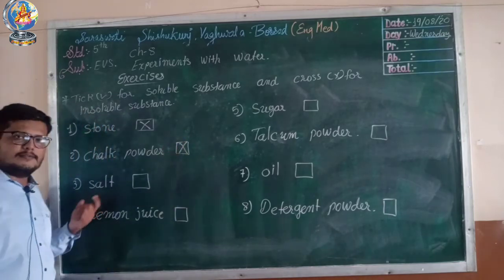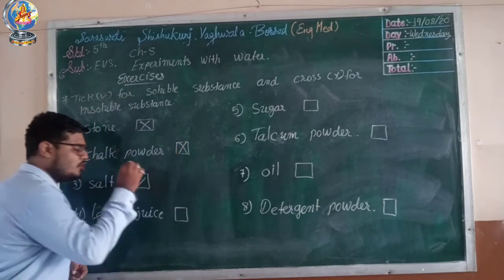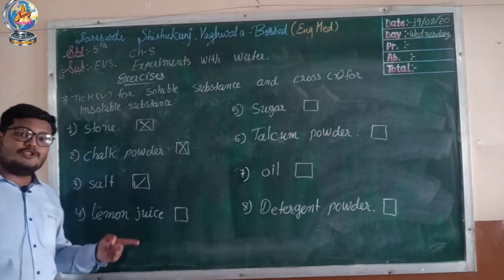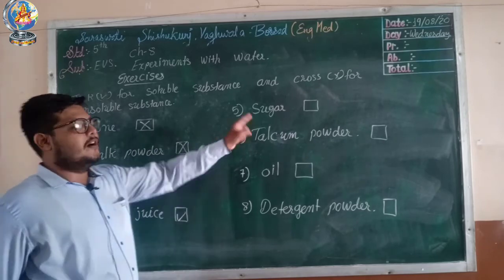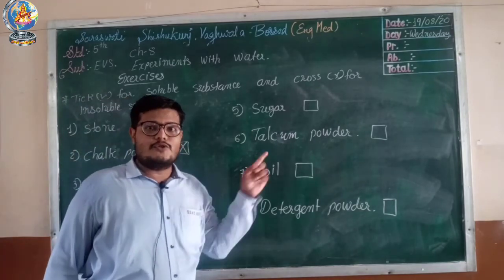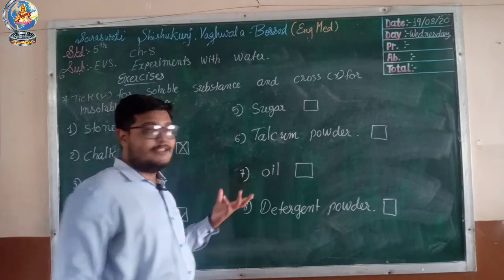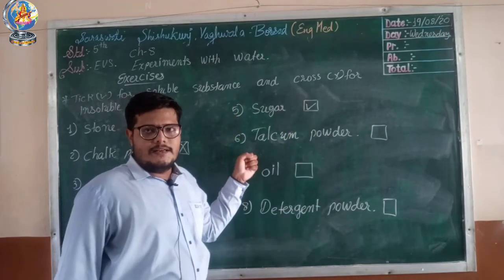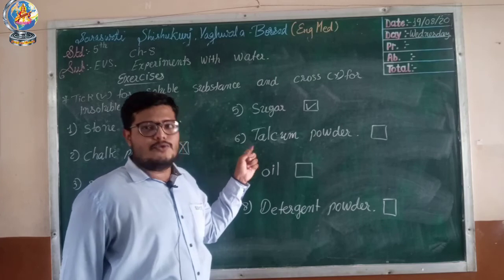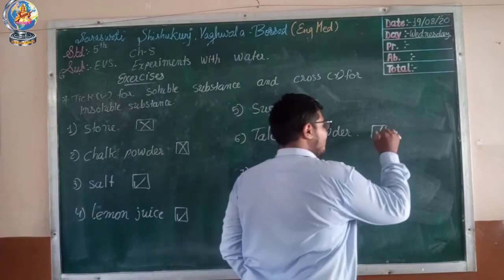Next one, salt. Yes, it is soluble, right? Next one, lemon juice. Yes, it is soluble, right? Next one, sugar. You have seen experiment, right? So sugar is soluble, means it dissolves in water, right? Next one, talcum powder. Does it dissolve? No. So here it is insoluble, so we will do cross.